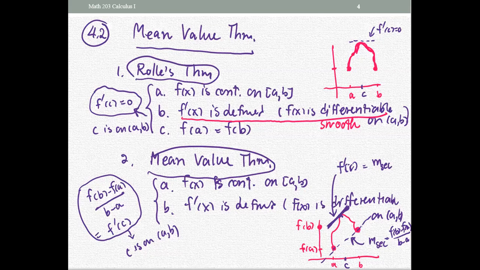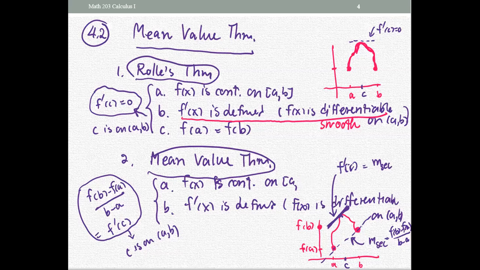Questions? The function is continuous on the closed interval, yeah, it's a closed interval. Oh, okay, this one. Yeah, thank you. Sorry for my handwriting.